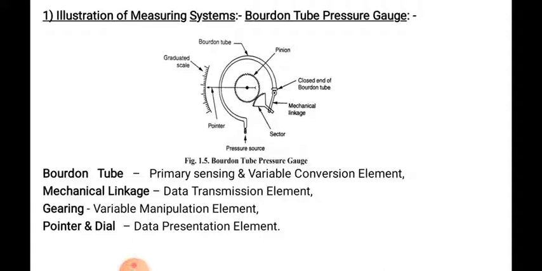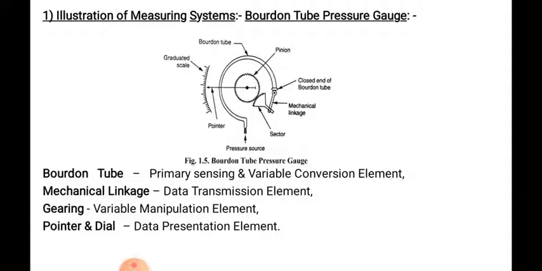Is it 10 points on the graduated scale? So we can say that we have prepared a scale of 1 bar to 10 bar pressure on the graduated scale. Okay, now we are interested to blow the unknown pressure air through the bourdon tube.